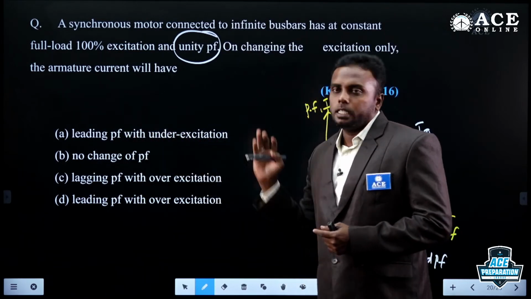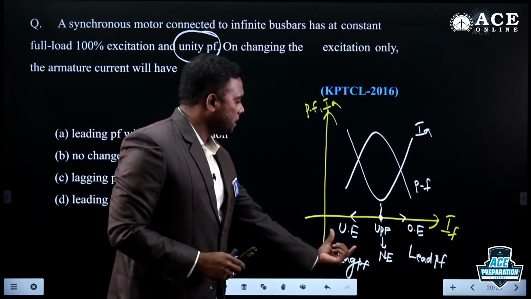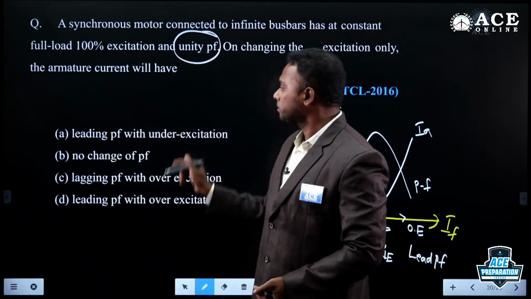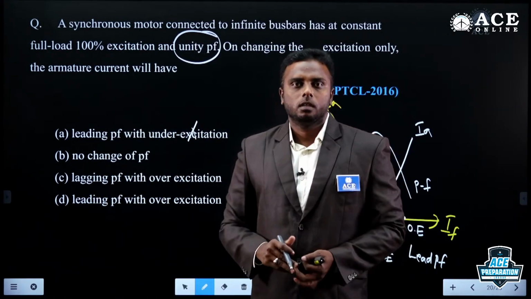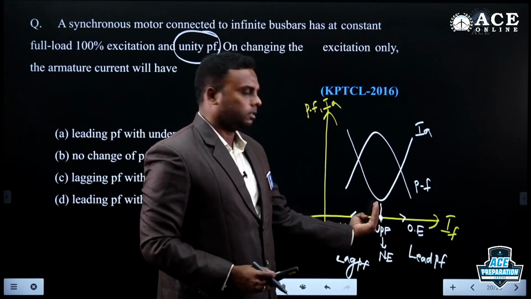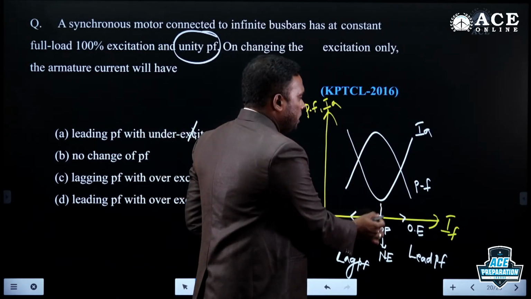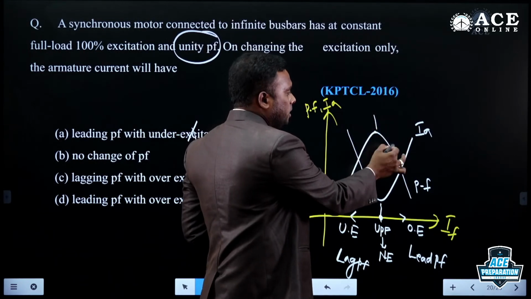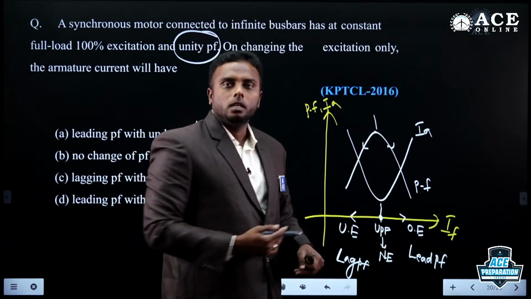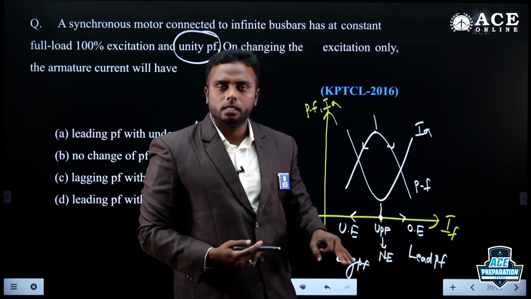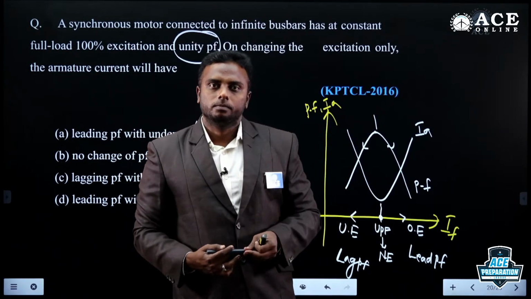Leading power factor with under excitation. Under excitation is lagging, so this is wrong. No change of power factor. Definitely power factor will change. If you change excitation, power factor is varying, no? At unity power factor, this is the maximum, 1. After that it may reduce on both sides. If you increase the excitation or decrease the excitation, power factor will change.